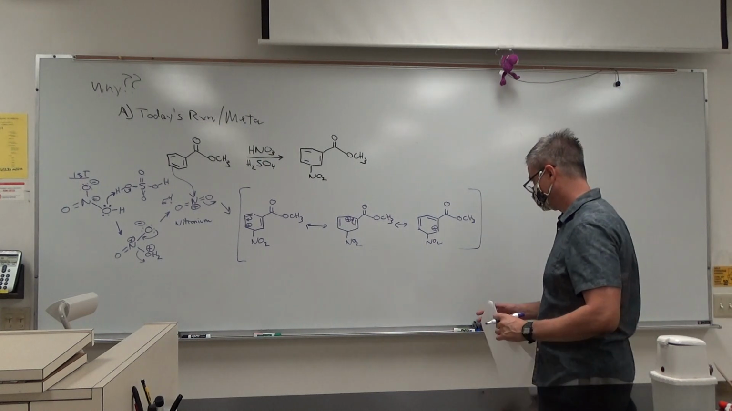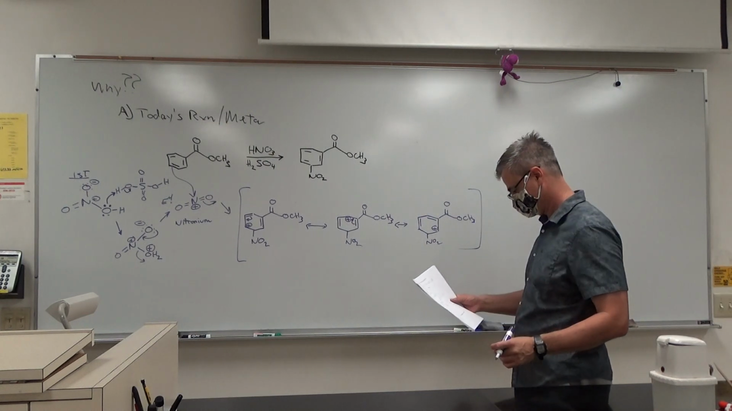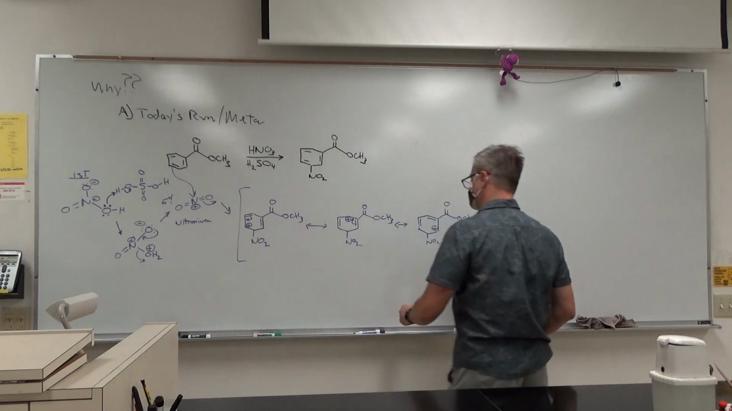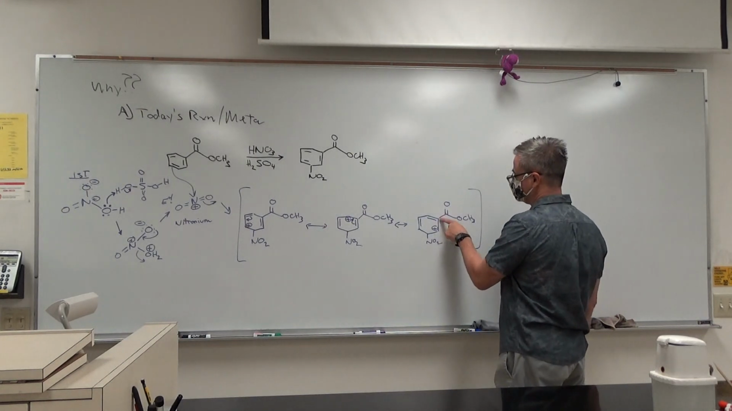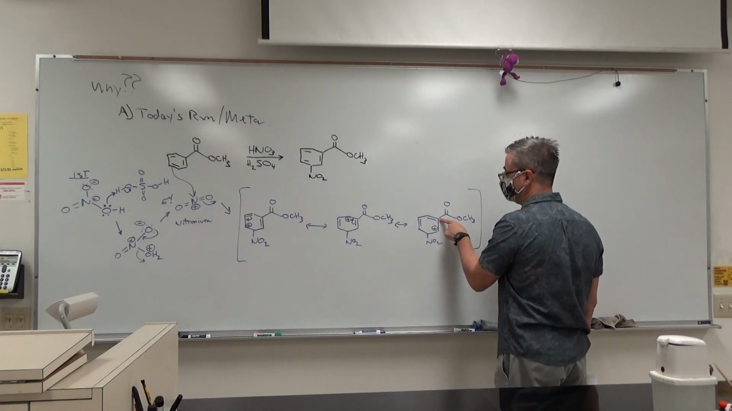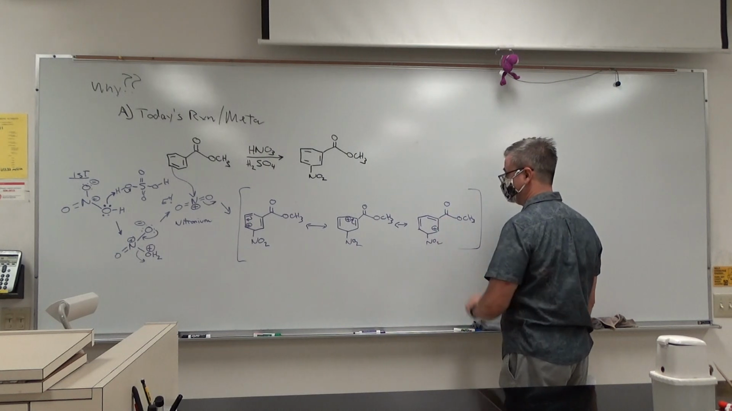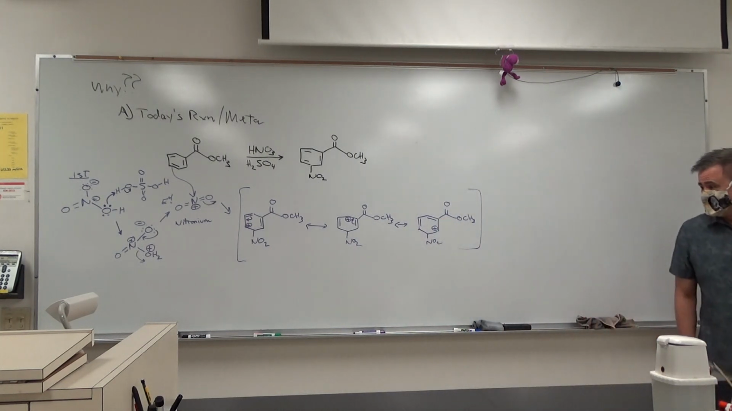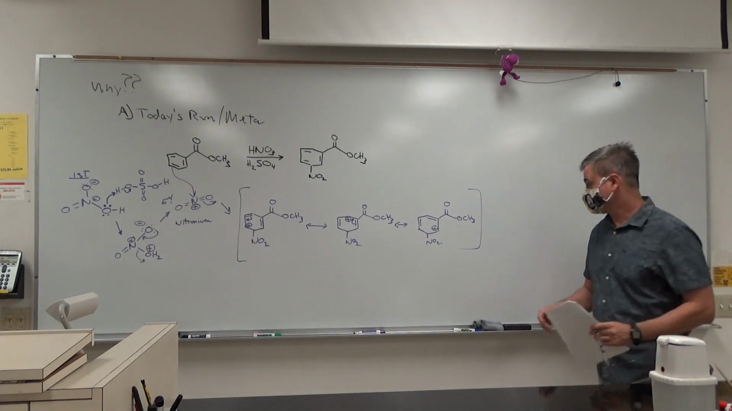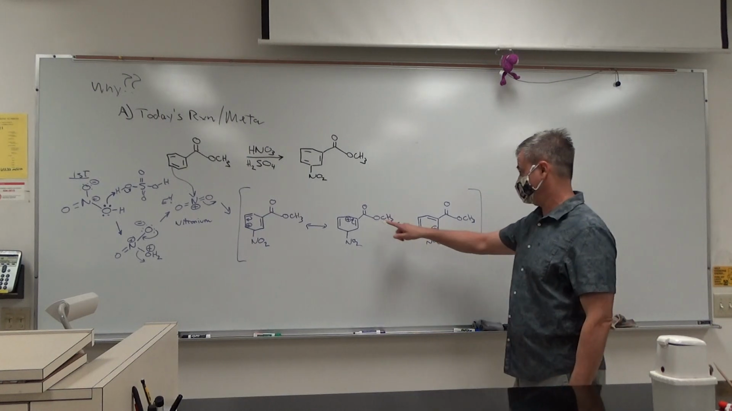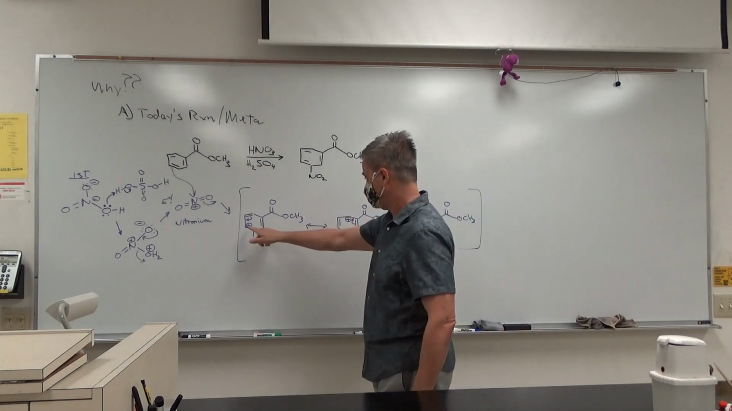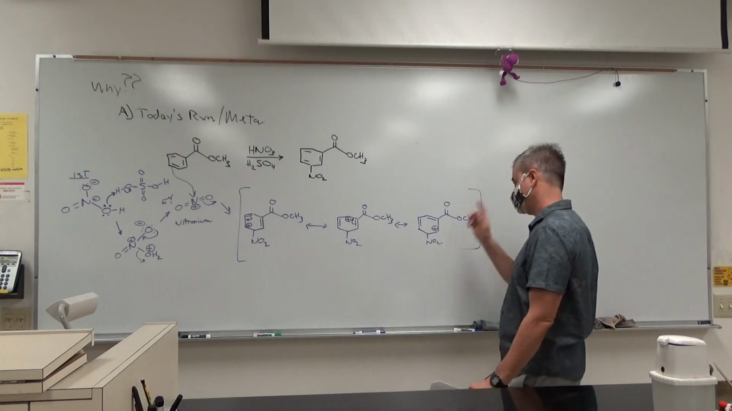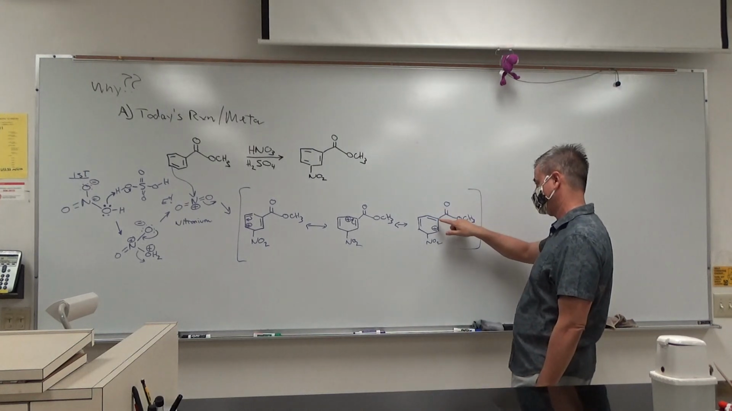All right, so notice that it avoided that atom, okay? The positive charge was never on that atom. What that means for the hybrid is there's a partial positive charge on that carbon, a partial positive charge on that carbon, a partial positive charge on that carbon, but there is no partial positive charge on this carbon.